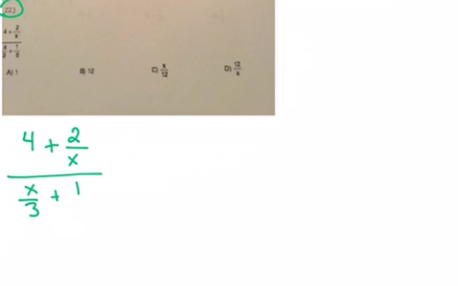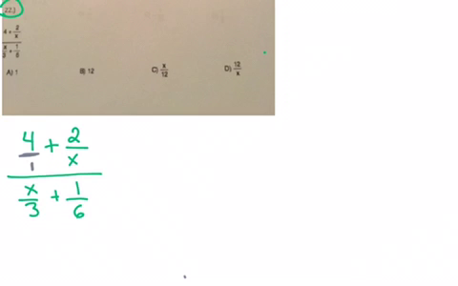Okay, so let's take a look at 22. This is called a complex fraction. We're given 4 plus 2 over x, over 3 plus 1 over 6. The first thing you realize is that 4 is the same thing as 4 over 1.